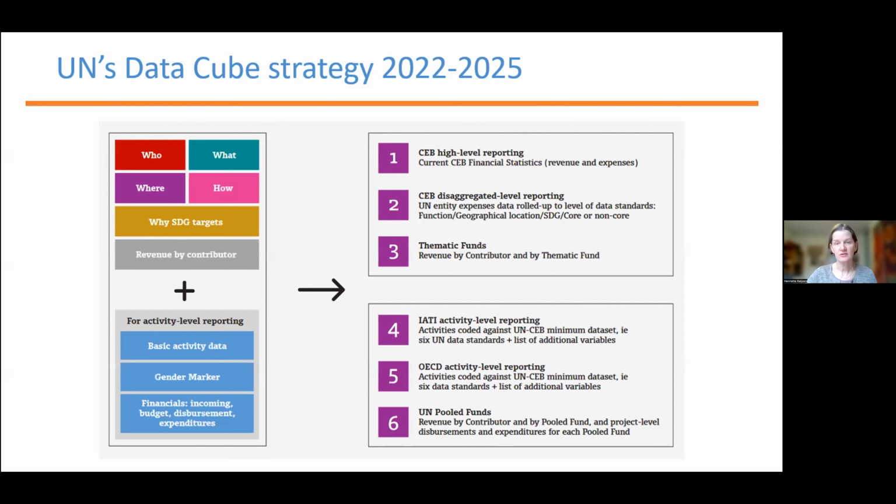the CB financial statistics, which have been around, but also do more disaggregated level reporting on high quality earmarked funding like thematic funds or UN pool funds, and at the same time report to IATI and OECD on the activity level. Of course, not all of this reporting is mandatory, but we're trying to make life easy for the UN colleagues so that we can maximize transparency while minimizing effort.